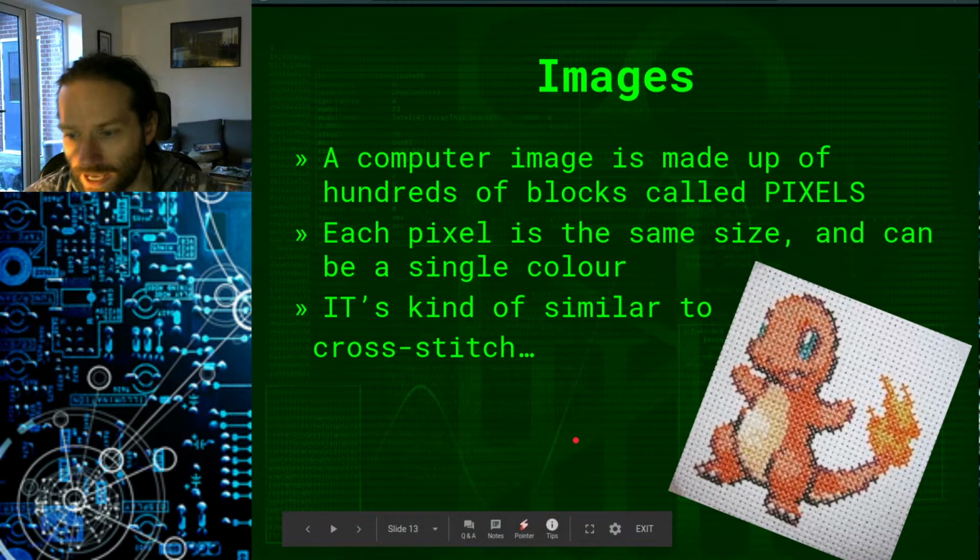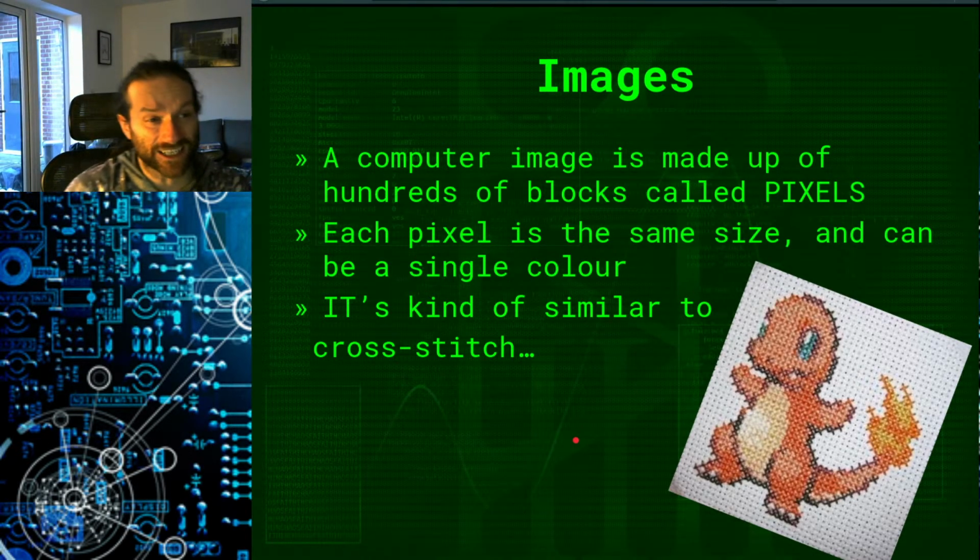We are going to have a look at images, because the way that images are stored is actually very similar to the way that text is stored. If you can imagine colours as letters, it's practically the same thing.